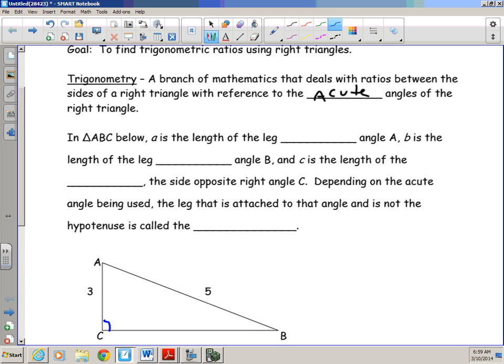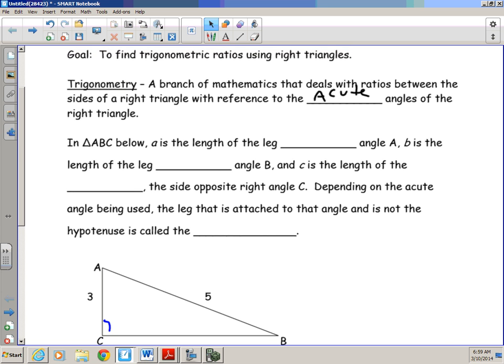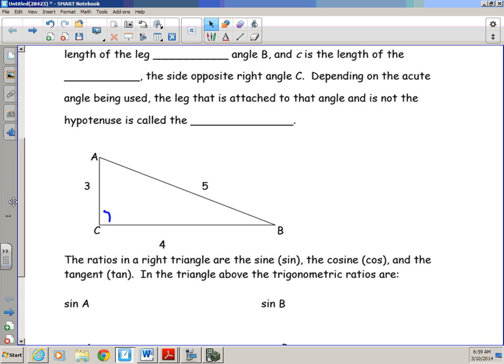see that's a right angle. A is the length of the leg, and the way we do it in math is the sides are opposite the angle. If this is angle A, the side opposite it is side A. If this is angle C, the side opposite is side C, etc. There's B. We label the angles with uppercase letters and the sides with lowercase letters.